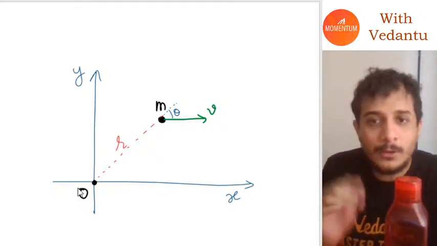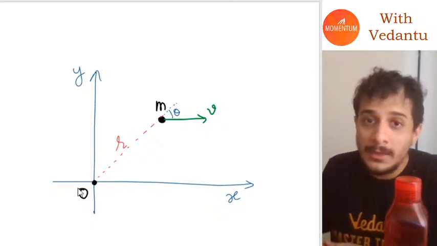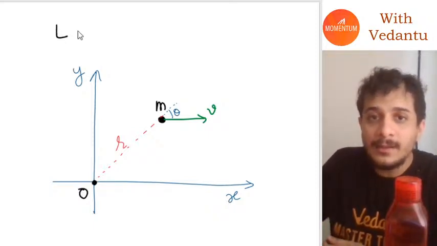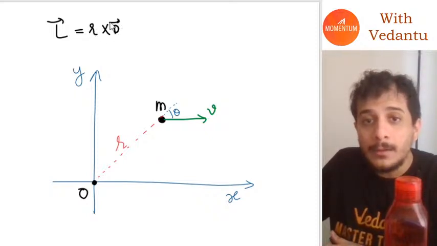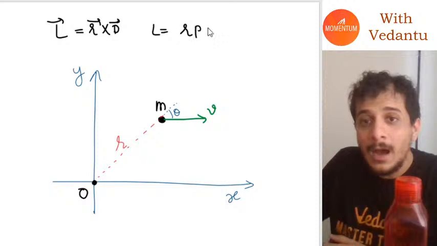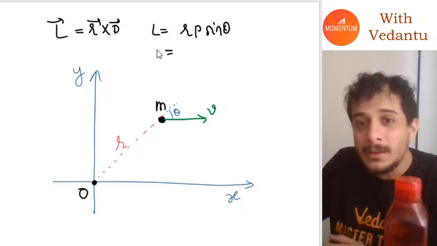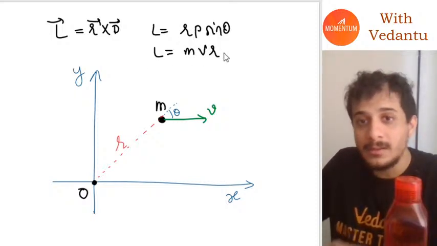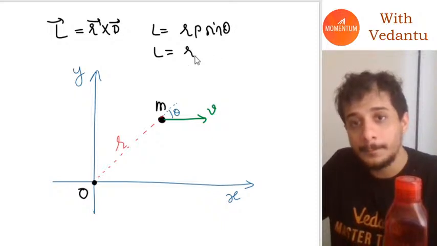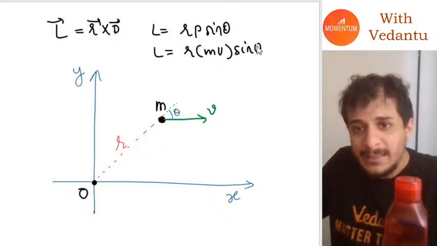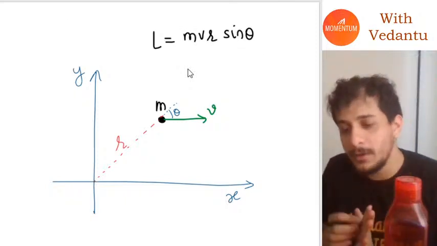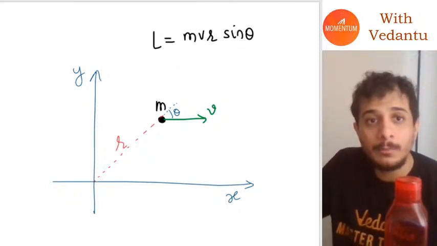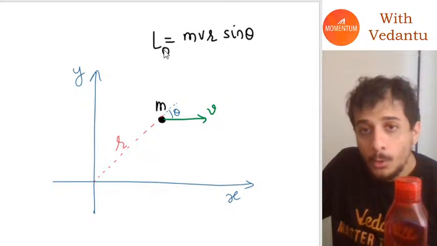Okay, so what will be its angular momentum about origin? Angular momentum is written as L, and that is basically equal to R cross P. If I just talk about magnitude, it will be R P sine theta, where P is the momentum, or it will just be m v R sine theta. I think everybody knows this. This can be written simply as L = mvr sine theta. This is the angular momentum of this body about origin.